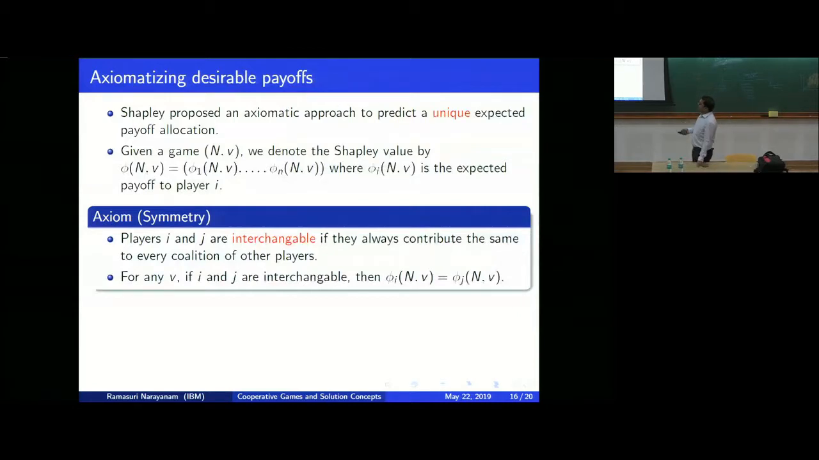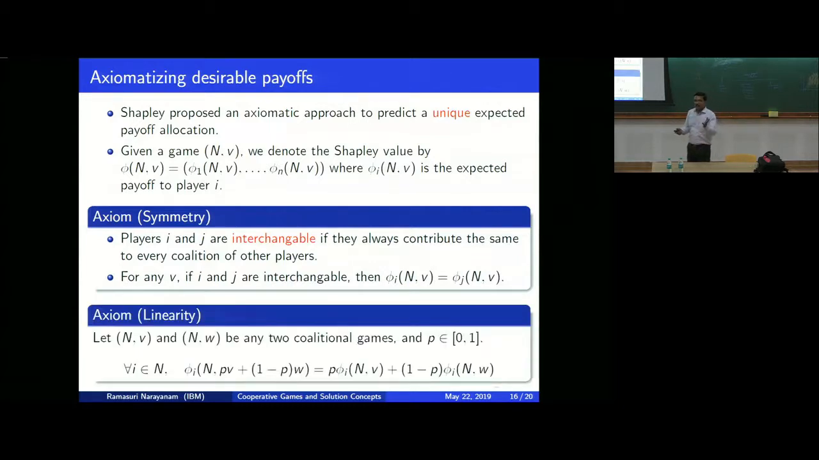Now, this solution concept is also based on a set of axioms. The first axiom is symmetry, the standard thing: relabeling of the players should not change the underlying structure of the game. The second axiom is called linearity. Again, it's a very standard thing in mathematics. I think most of you have a math background, so I don't need to worry much.